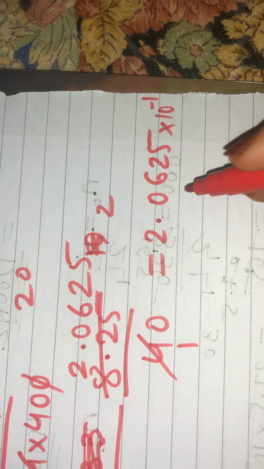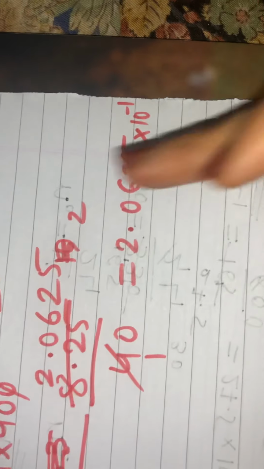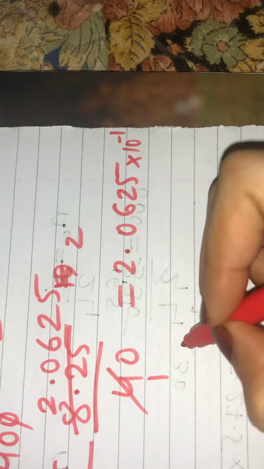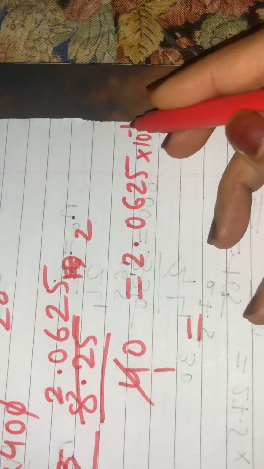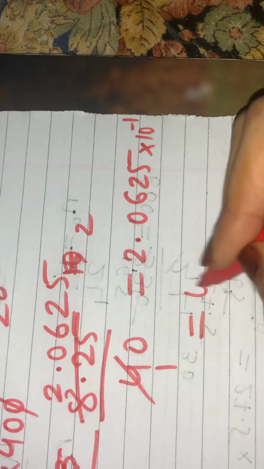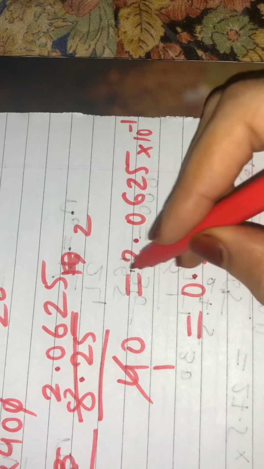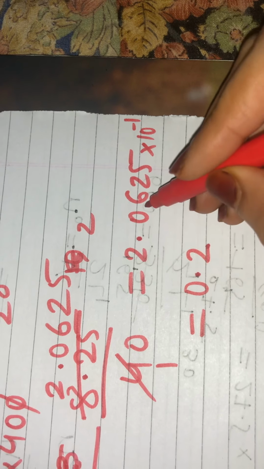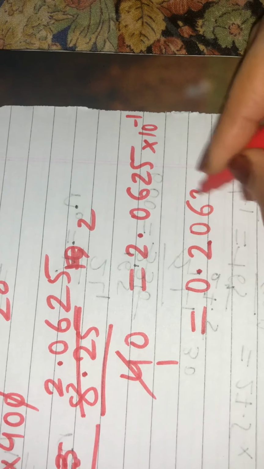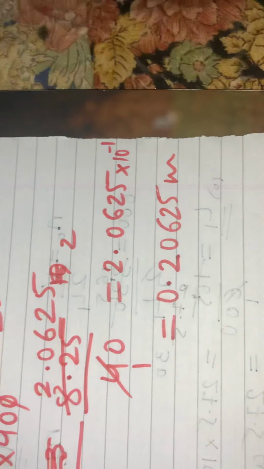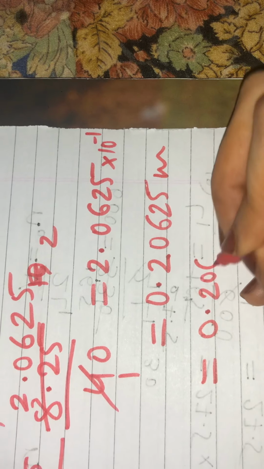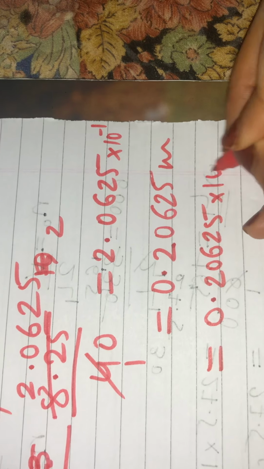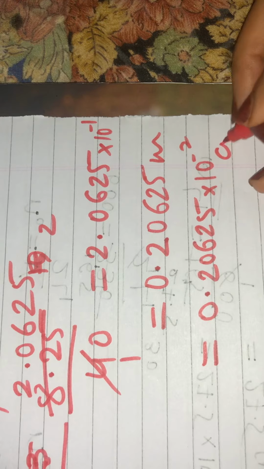Means the point will shift. The point will shift towards the left hand side. This side. So that becomes, there is only one digit and that too in minus, so this side, that is 0.2 here it came, so 0.20625 meter. Now if I want to write it into centimeter, what I'll do, 0.20625 into 10 raised to minus 2 centimeter.